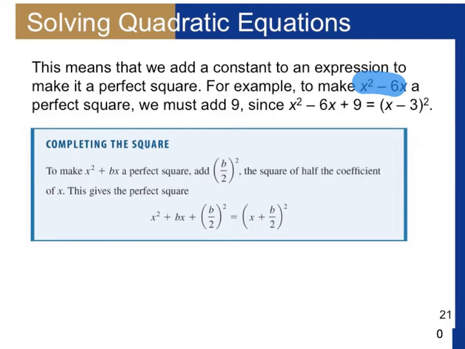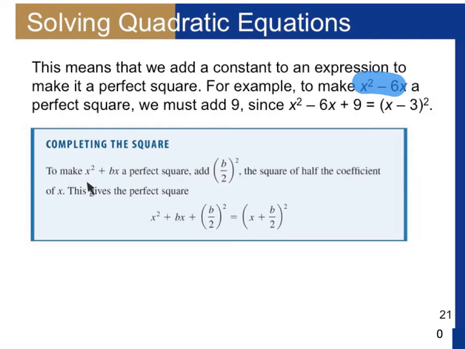So what we're doing is we're taking half of this x coefficient, this minus 6, squaring it, and adding it. So we're going to add minus 3 squared, which means we add a 9. Now that gives us a perfect square, okay? So that's what we do: we start with this thing and we want to make it a perfect square, so we're going to add 9 to that. So we're going to add minus 3 squared, okay, to make it a perfect square.